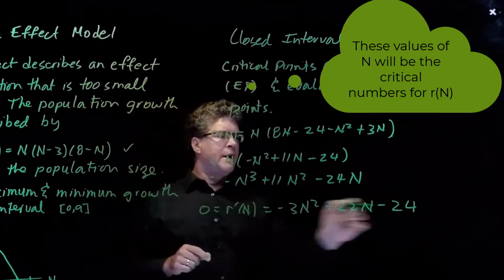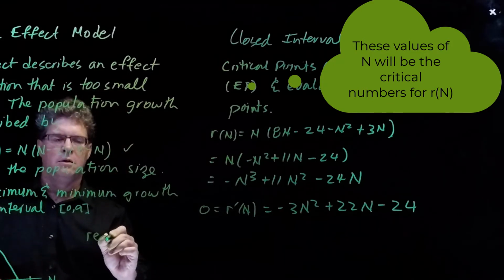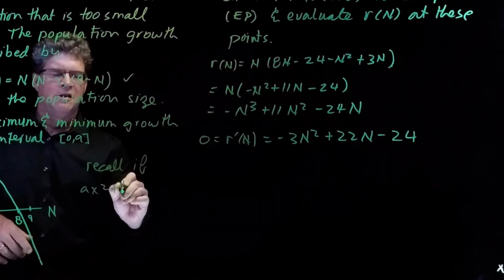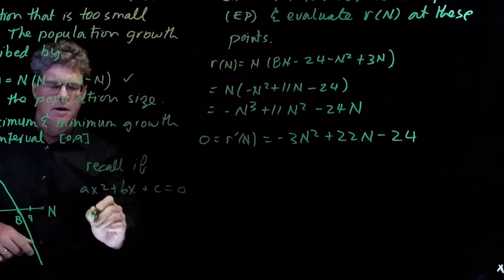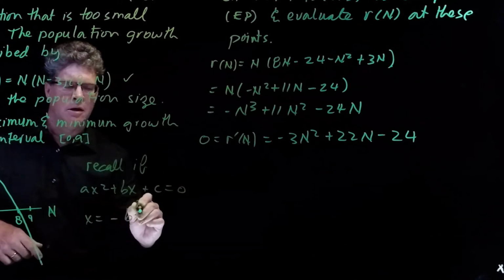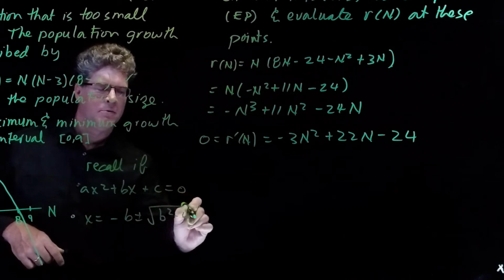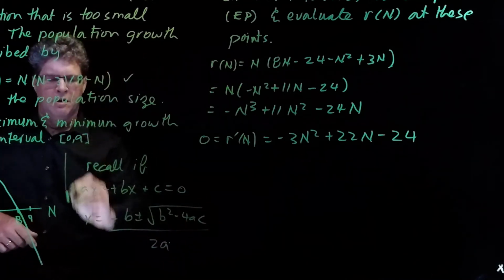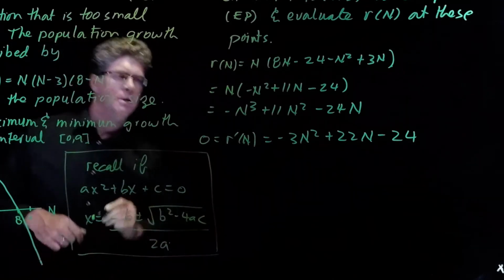This is a quadratic, so we need the quadratic formula. So recall, if ax squared plus bx plus c is equal to 0, then x is equal to minus b plus or minus the square root of b squared minus 4ac over 2a. This quadratic formula is something we need for the course.